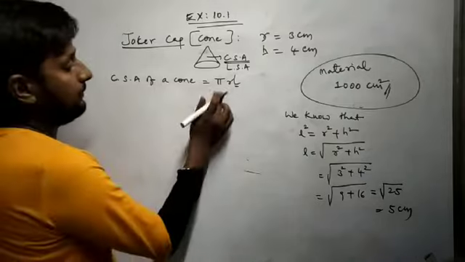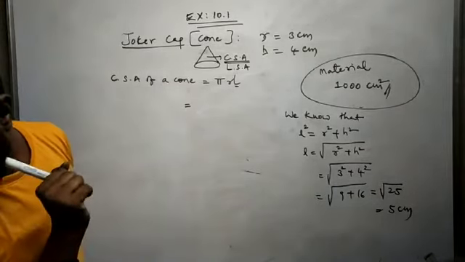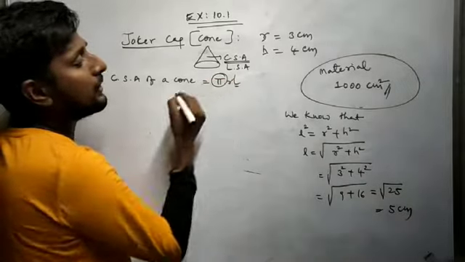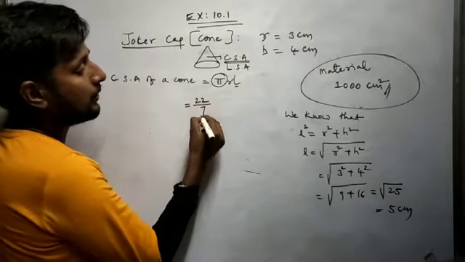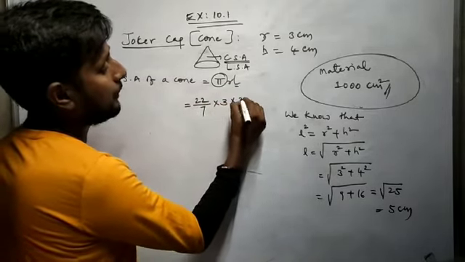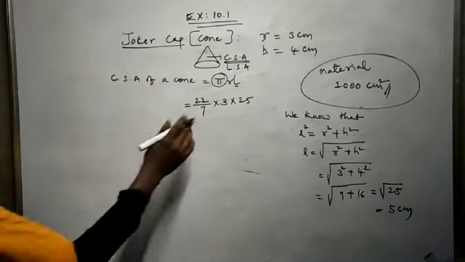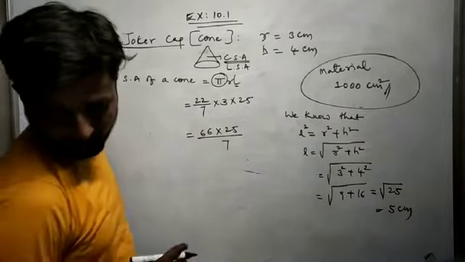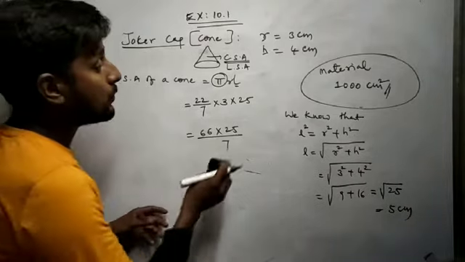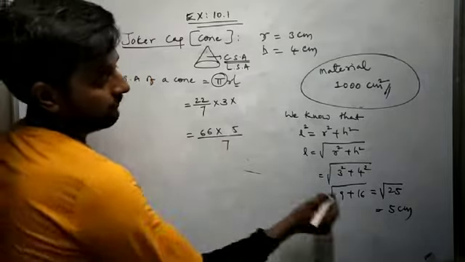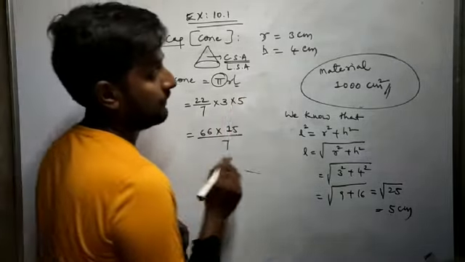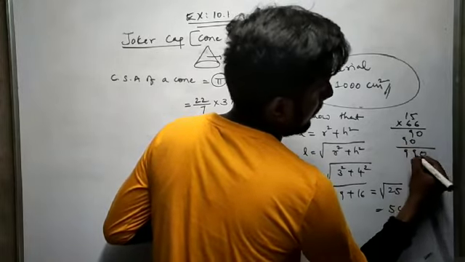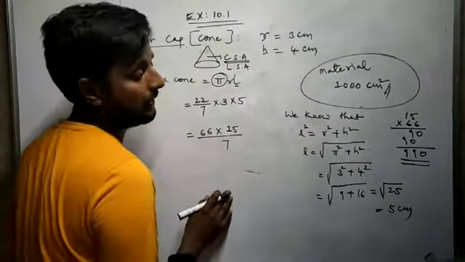Right? Now write the pi value. So for pi, we can take 3.14 or 22 by 7, as per your wish. 22 by 7, and R value 3 and L value 5 only. Sorry, 5, not 25. 3 fives are 15. 15 times 22 is 330, so 330 by 7.